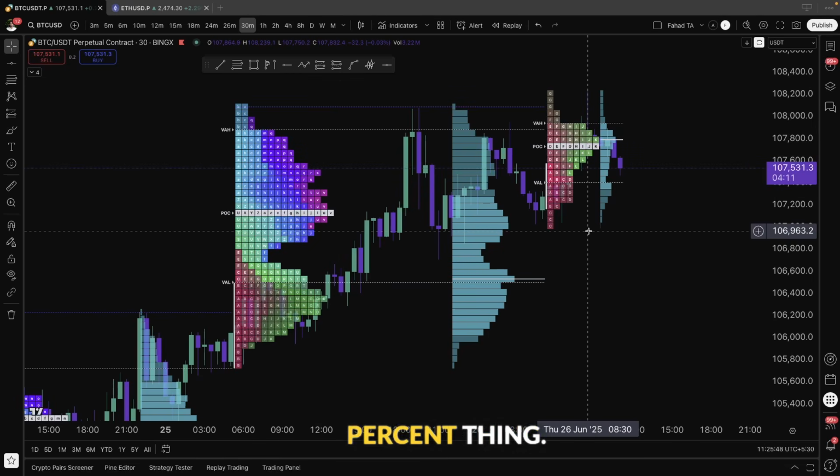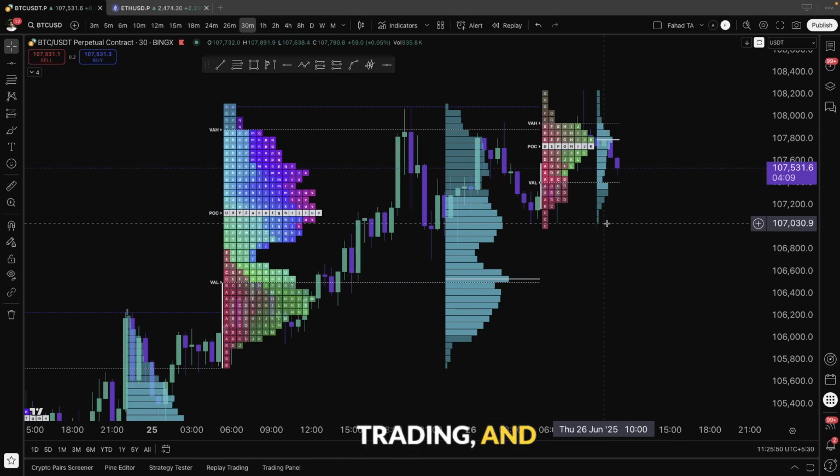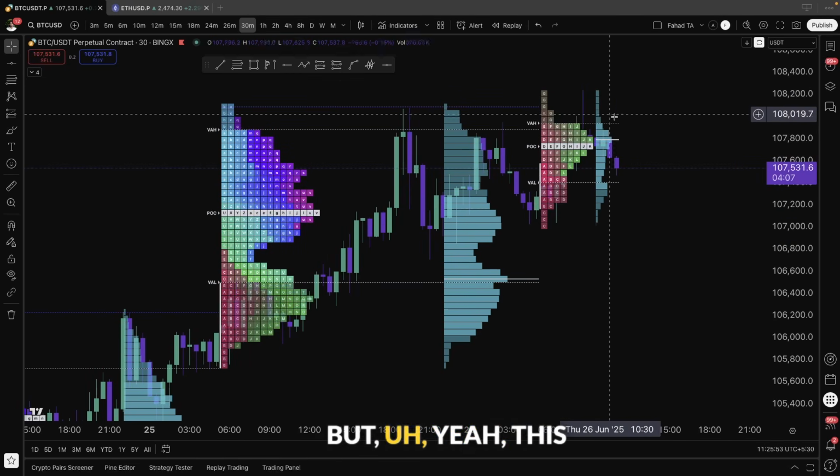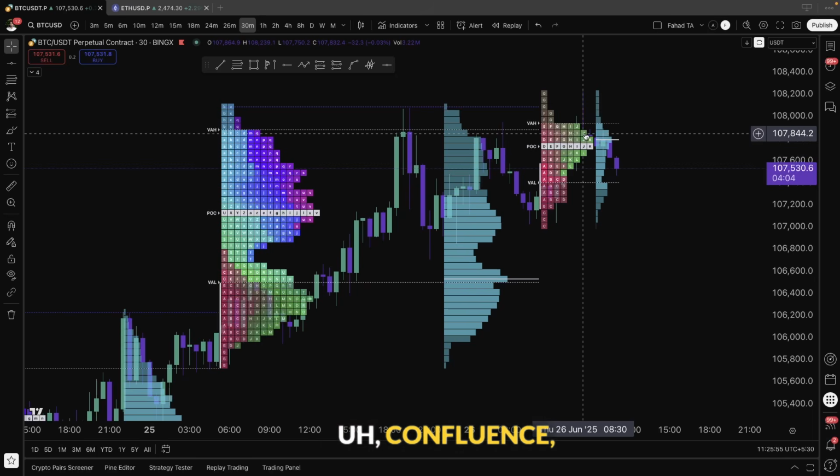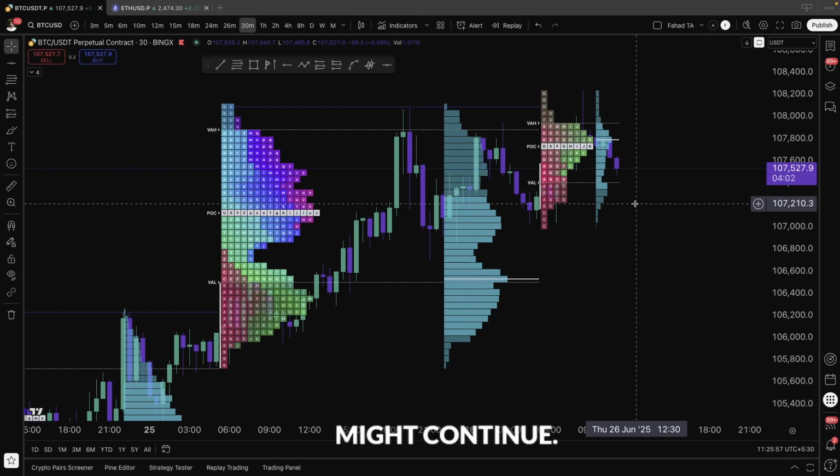Obviously that's not a 100% thing. There is nothing like 100% in trading, and that is what I always say. But yeah, this gives you a great confluence, a great idea in which direction the market might continue.